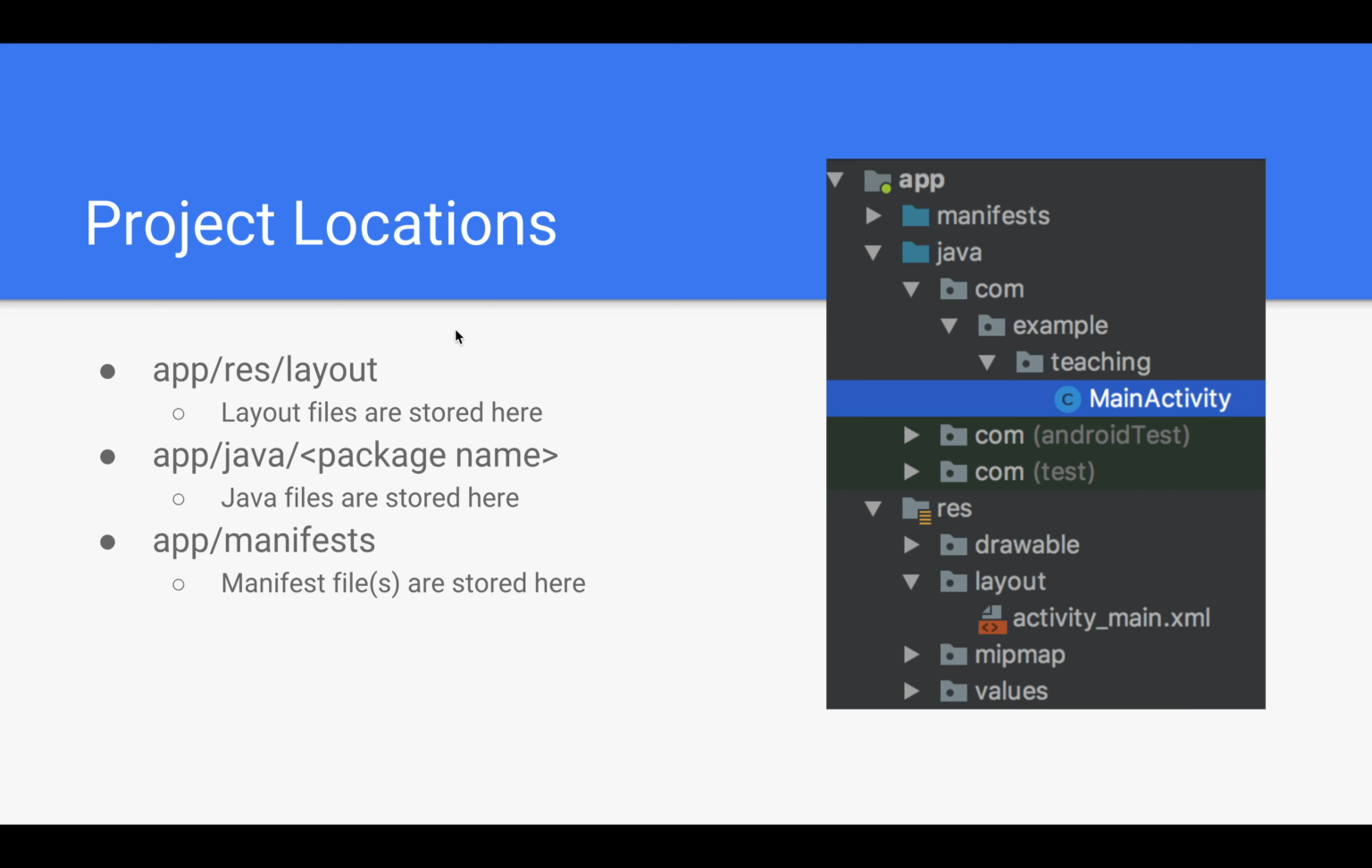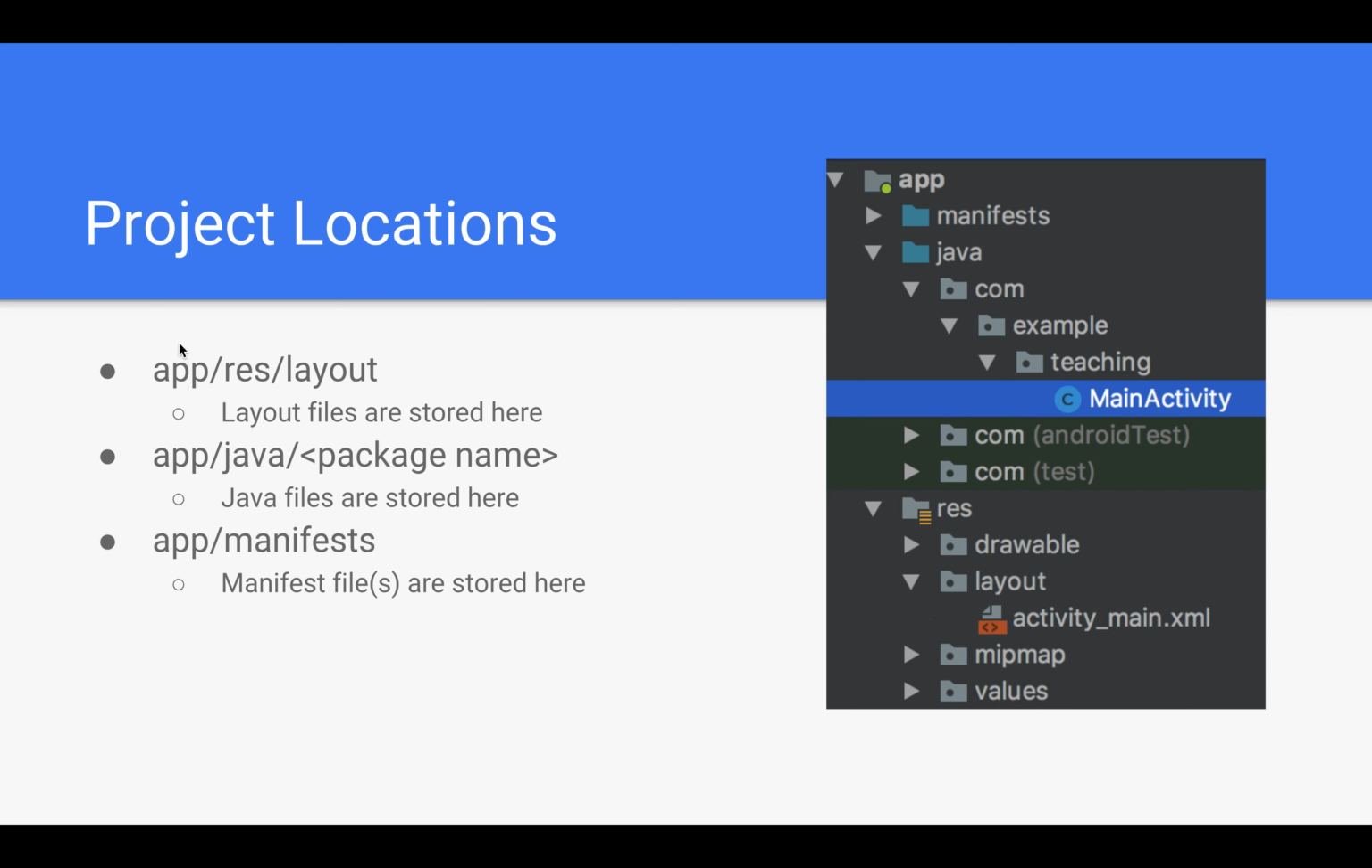So, project locations. Here we can see two very important locations in the project. Here we have the activity location, the Java file location. That's seen through the package name, com.example.teaching, which is just an example one I made. And this is where you would store all of your activity files for a basic type of app.